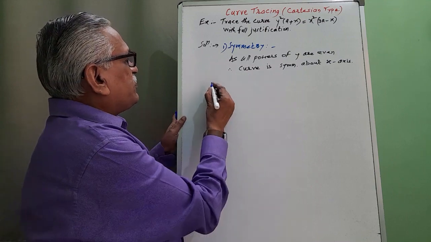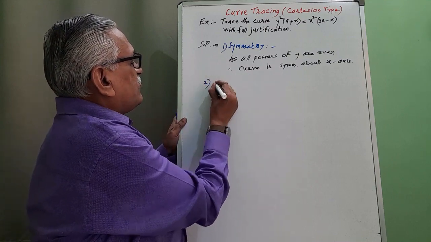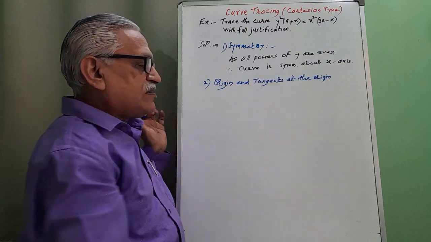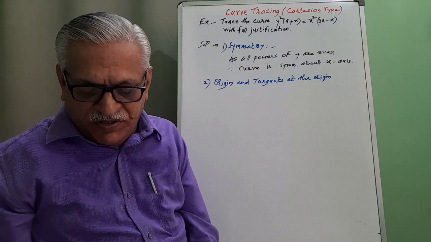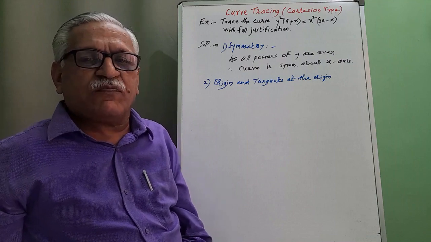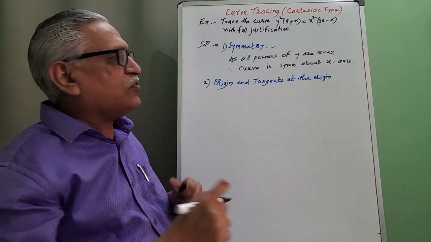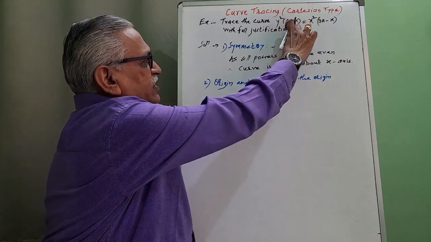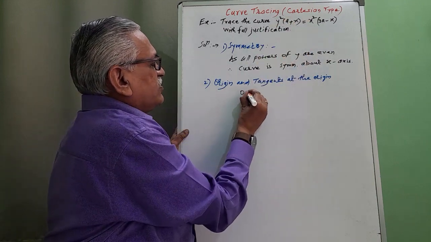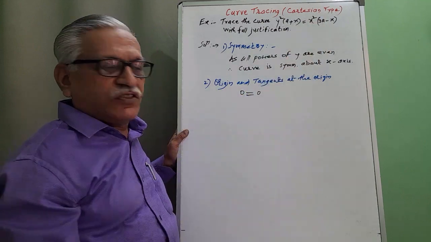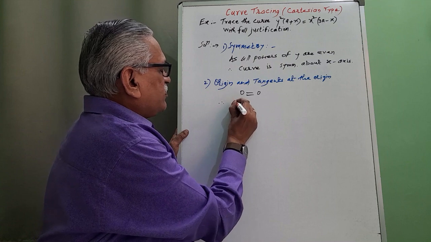Then the second point, origin and tangents at the origin. In this point, we have to discuss whether that curve passes through origin or not. By one simple way, put x and y as 0. If we put x and y 0, left hand side is 0. Right hand side also becomes 0. And as we get 0 is equal to 0, therefore curve passes through origin.